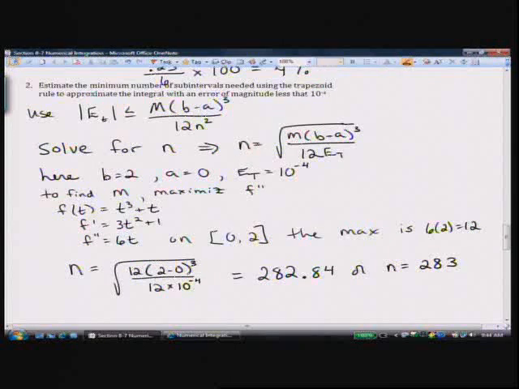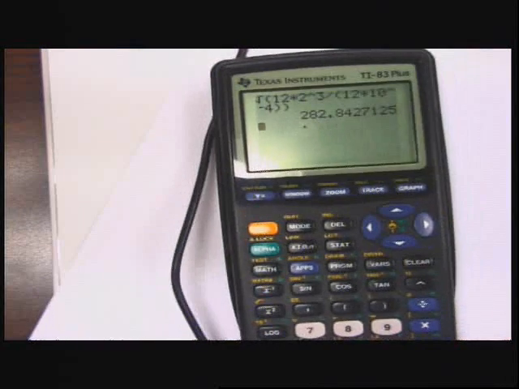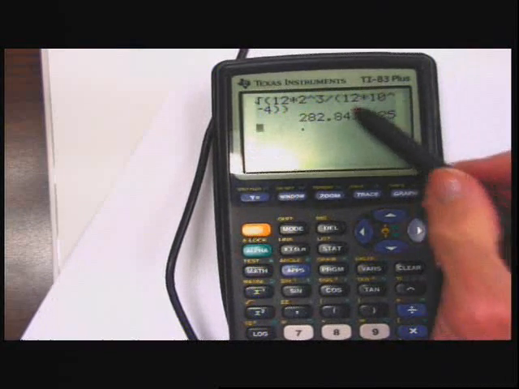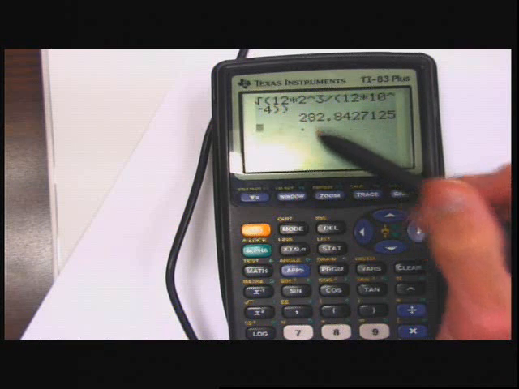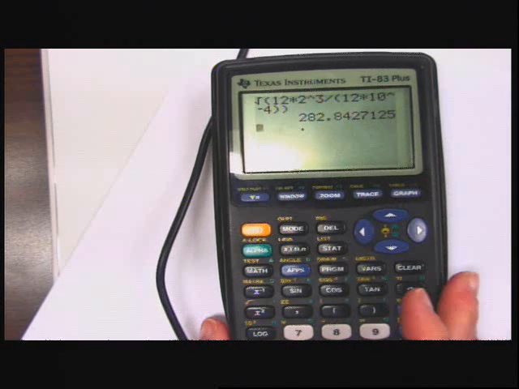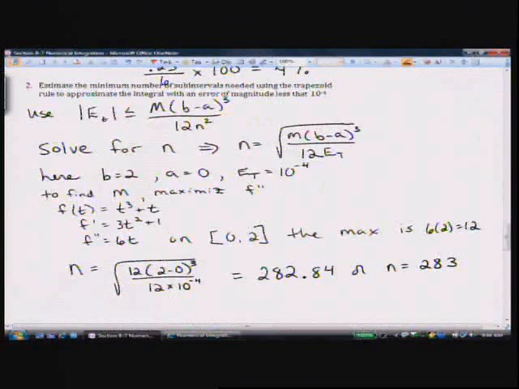I'll just check this with my calculator. Yeah, and just remember that when you type it in, if you're going to do a product in your denominator, you have to do it in its own set of parentheses. You guys know that by now, probably. But anyway, that works fine. So that's a lot, right?